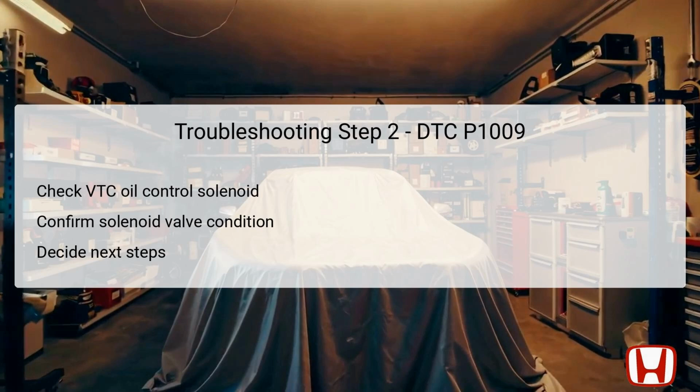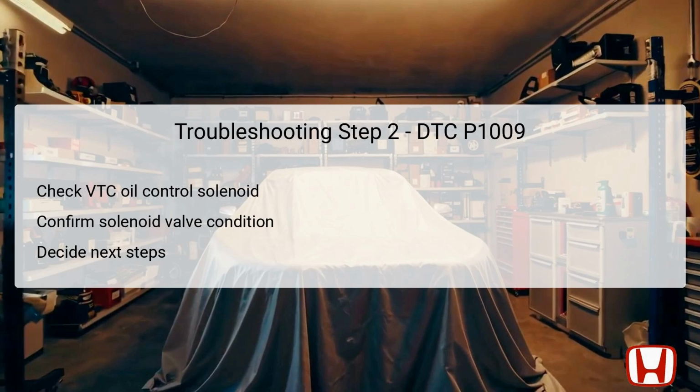focus on the VTC oil control solenoid valve operation. First, test the VTC oil control solenoid valve A to determine its functionality. An operational solenoid is crucial for the proper function of the VTC actuator as it controls the oil flow to the actuator. If the solenoid valve is confirmed to be operational, proceed to the next step of checking the VTC actuator. However, if you find that the solenoid is faulty, it must be replaced. This replacement can often resolve the issue by restoring proper oil control to the actuator, ensuring optimal performance of the VTC system.